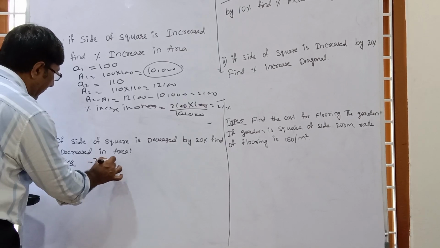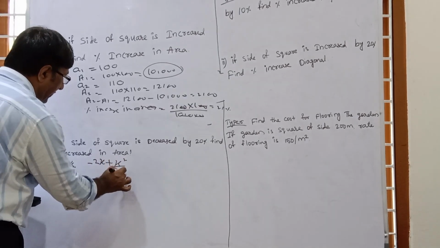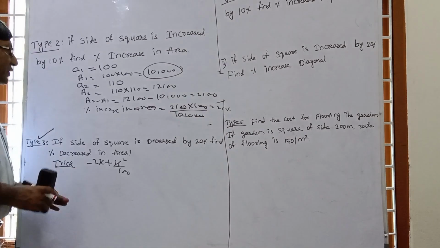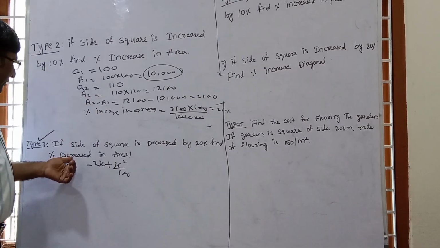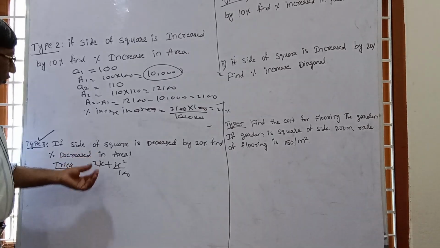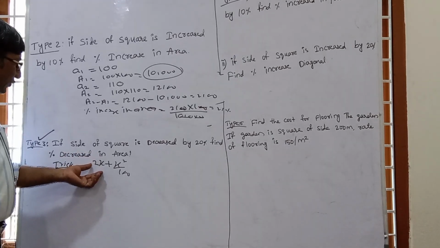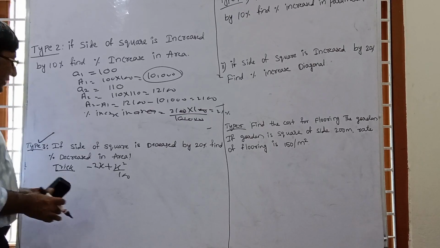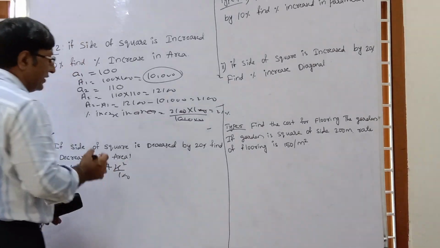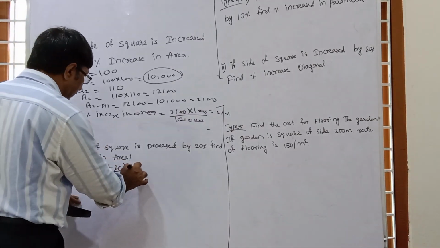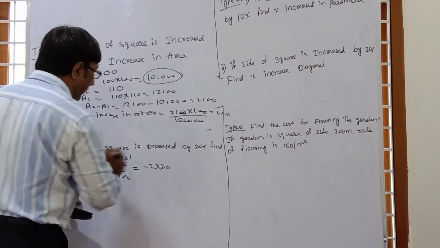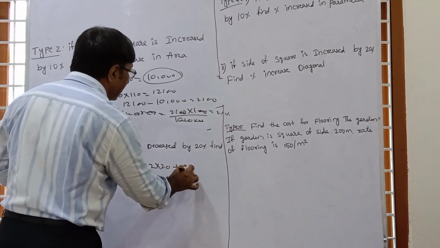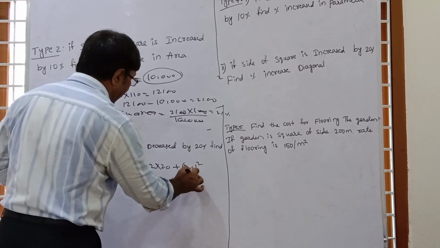Minus 2x plus x square by 100. If the side of a square decreases by a certain percent, and we have to find the percentage decrease in area, go for this technique: minus 2x plus x square by 100. What is x? x is the decrease in percentage, so here x is 20%, so minus 2 into 20, plus 20 square by 100.